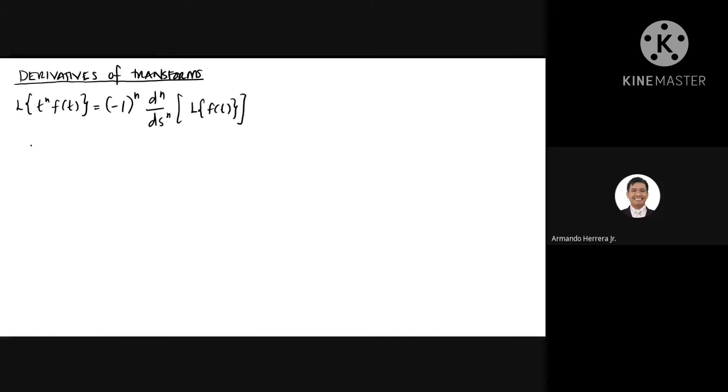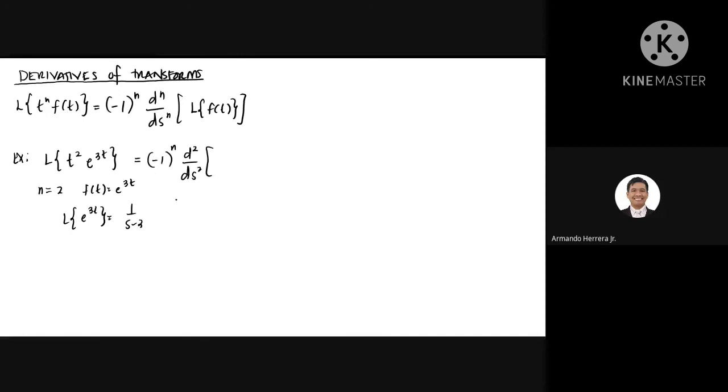So for example, I have here the Laplace transform of t squared e to the 3t. So that is our n is equal to 2. Then our f of t here is equal to e to the 3t. Then the Laplace transform of f of t, e to the 3t, is equal to 1 over s minus 3. So this is therefore equal to negative 1 raised to the exponent n. Then take the second derivative with respect to s of the Laplace transform of f of t, which is 1 over s minus 3.